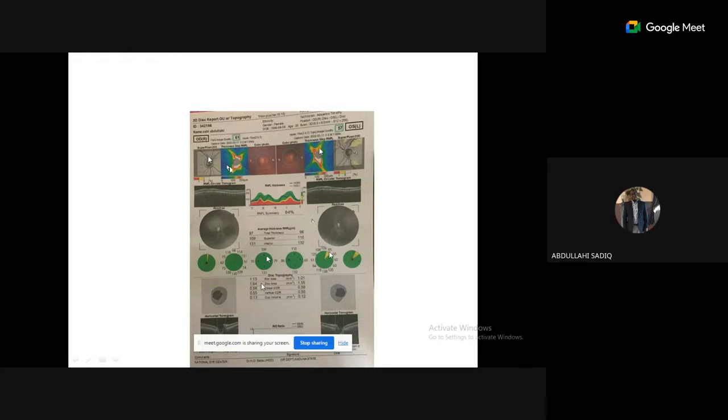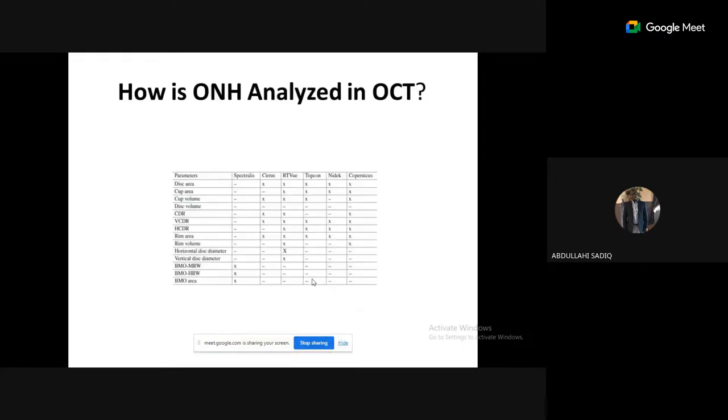So in this case, you need to quickly see the CCT. Now, if the CCT is normal and the patient has high pressure, this is an example of preperimetric glaucoma. So what about the optic nerve head? What I have mentioned earlier are all about the retinal fiber layer. And what about the optic nerve head?